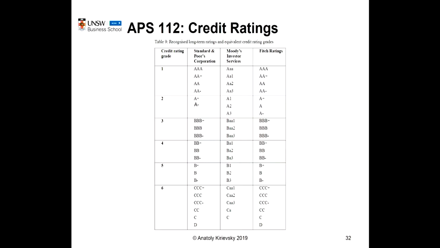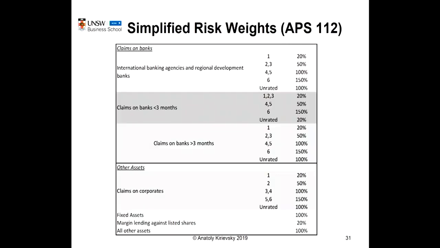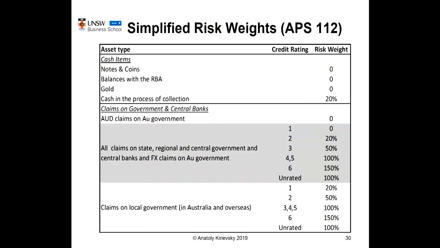So going back, now we look at if we're lending to the Australian government, which is rated AAA, then it's always going to be 0, whether it's foreign currency or local currency. If you lend to a state government that's rated AA, that's still going to be 0. But if you lend to a government that is rated single A, which is grade 2, then you have to apply 20% risk weight.